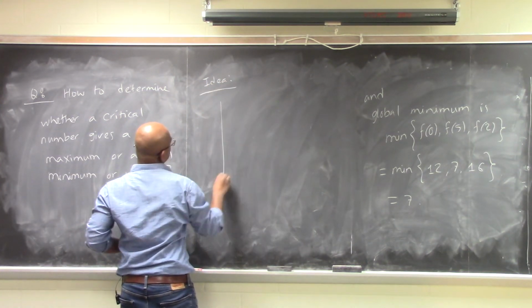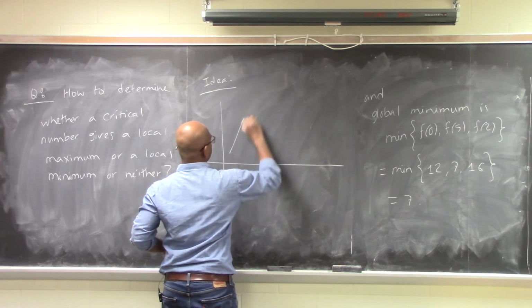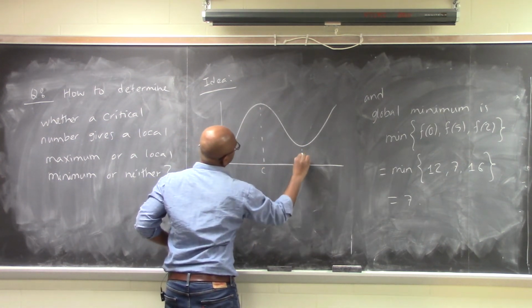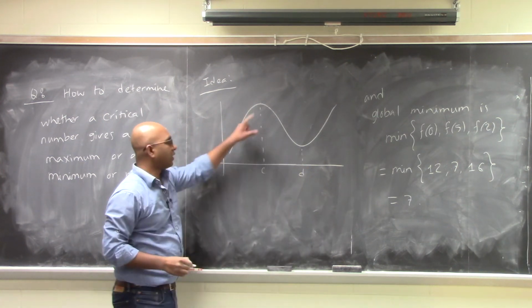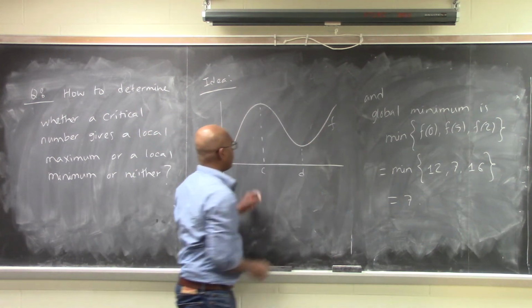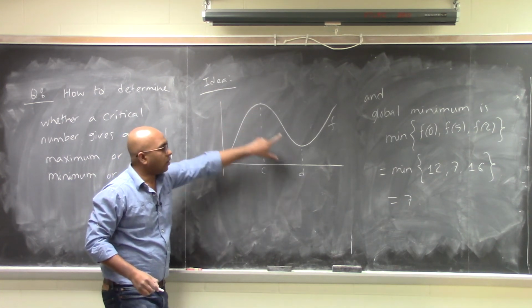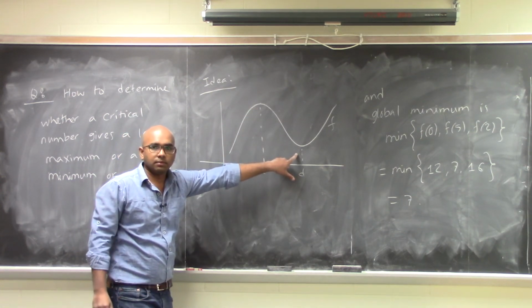So let's look at this graph. Let's say this is C, this is D, and this function has a local maximum at C, right? And a local minimum at D.